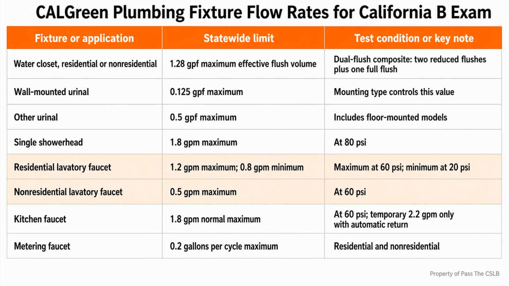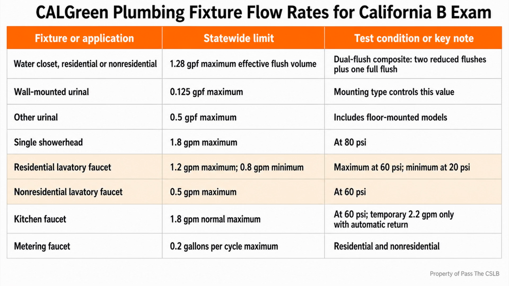That means a handheld wand, an overhead head, and body sprays cannot each claim a separate 1.8 gallon budget when the controls allow simultaneous use from the same valve arrangement. The source material treats those shower outlets as part of the combined condition. The supervision question is not only, what does each head say on its box? The better question is, what can the user turn on at the same time?